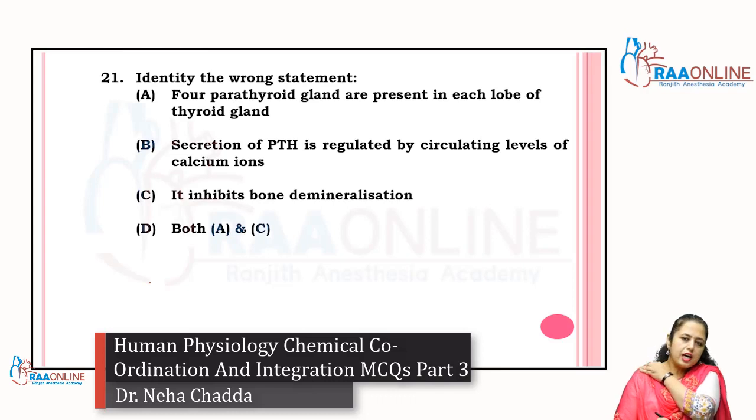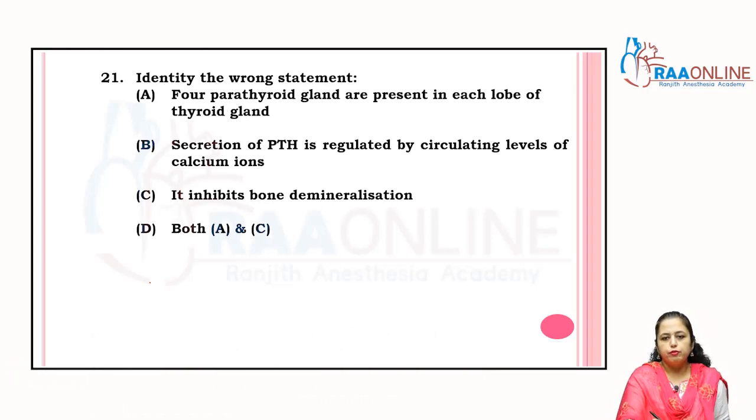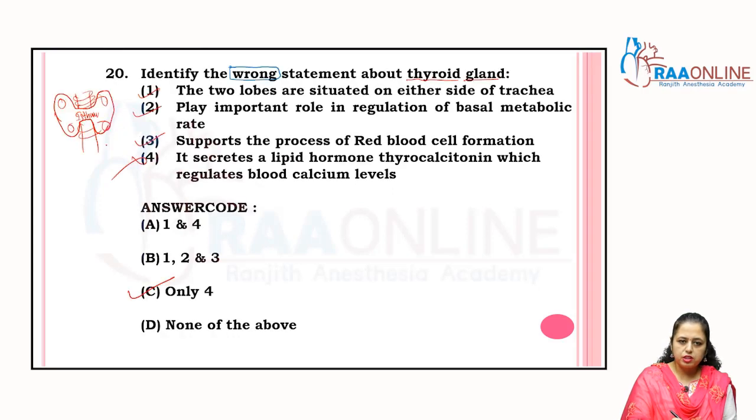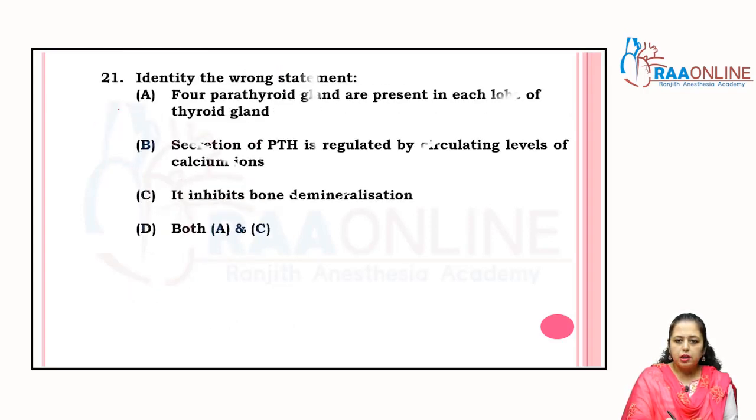Now come to the next. Identify the wrong statement. 4 parathyroid glands are present in each lobe of thyroid gland. No, wrong. One, right, as we know that at the posterior surface of the thyroid gland, each lobe consists of one, right? It's not about the 4, these are the 4 parathyroid glands present, but in each lobe, no.